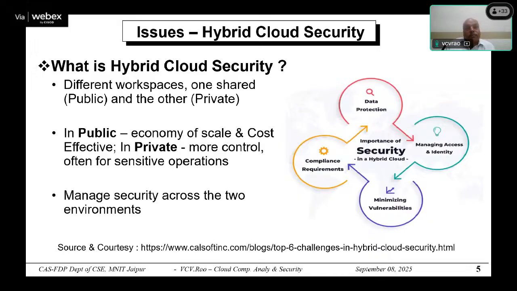This is very, very important. That means you need to manage the security across two environments. Here you have the public cloud, which consists of maybe 10, 15 sites, and the private cloud consists of 10, 15 sites, and your application is running on both. What are the vulnerabilities, and how do you manage access and identity? How do you handle data protection? How do you meet the compliance requirements?